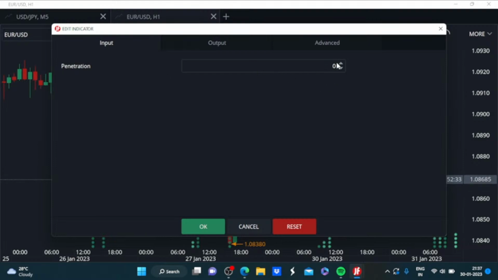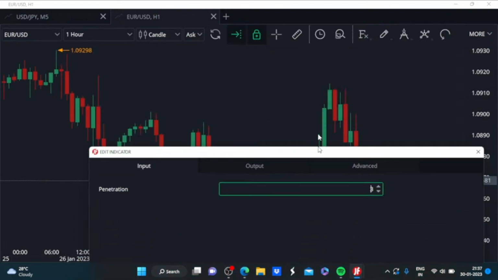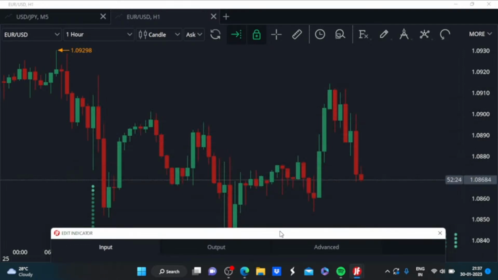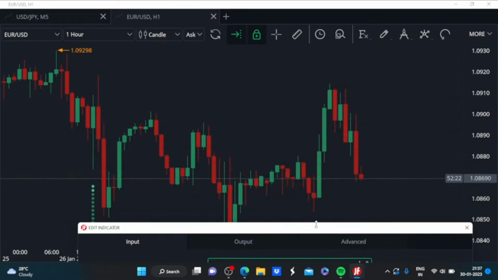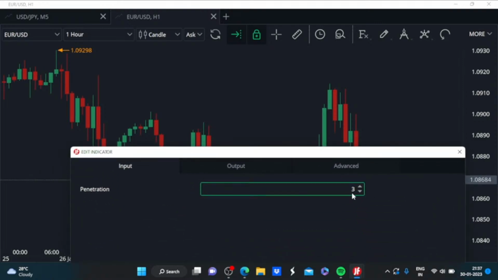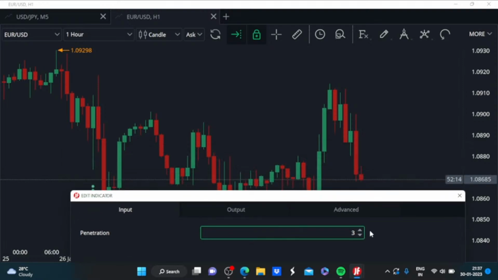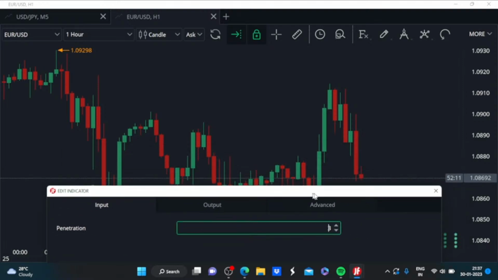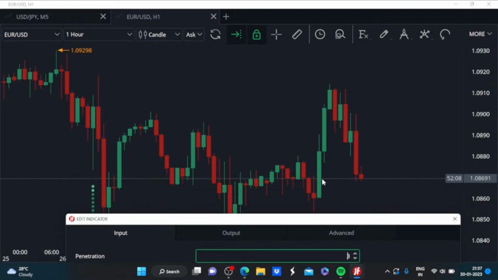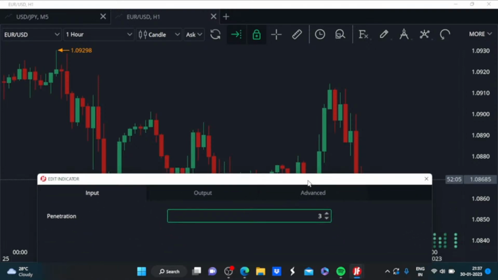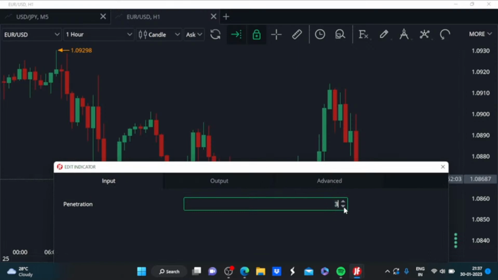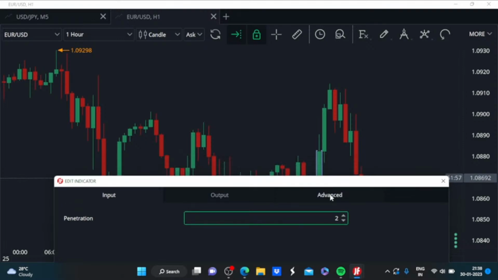So we have this penetration option in which we can increase or decrease the calculation period. Now as I have increased it, you see, here we see that as I increase the candle period, it has evaporated. This formation is now not being recognized on the chart, but if I reduce it back to 0 or even 1 or 2, it's being recognized.